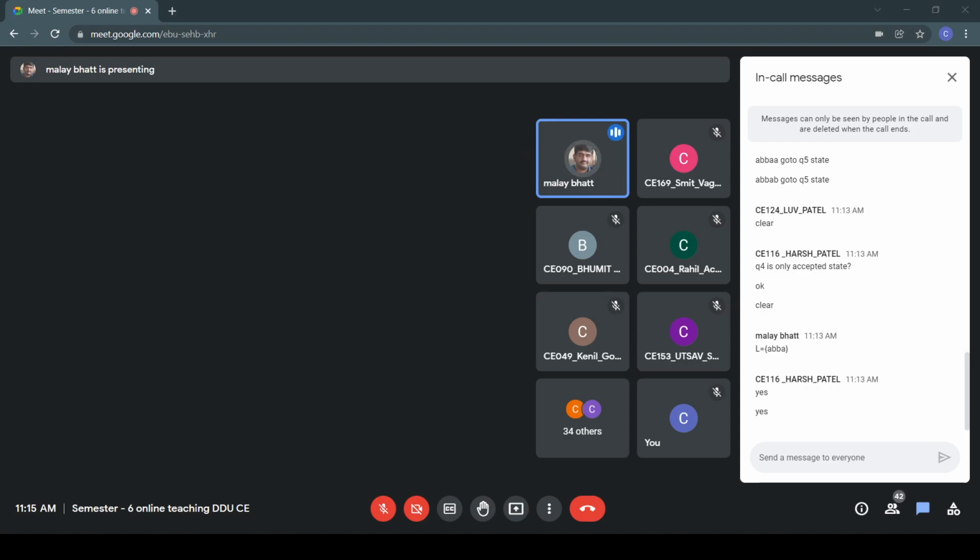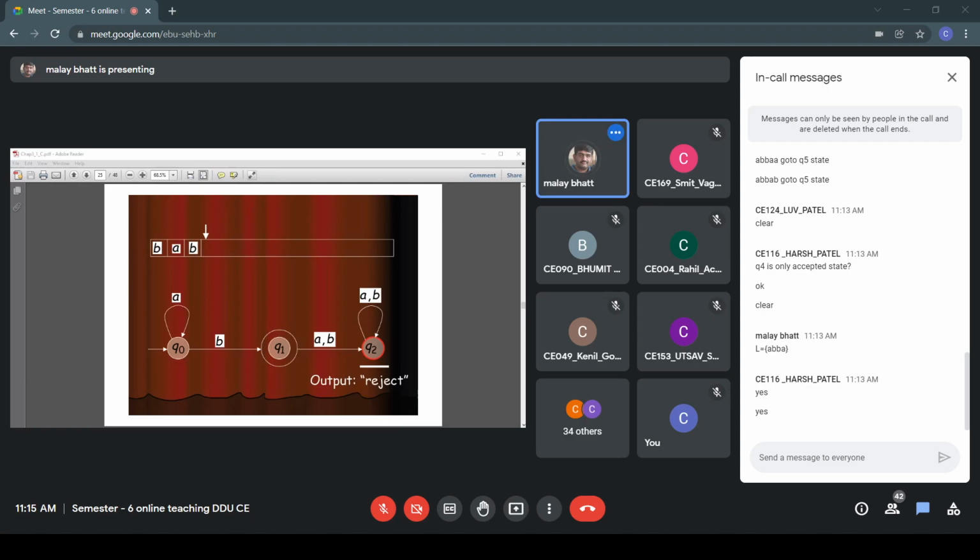While preparing these diagrams, we have to be very careful that any string which is not accepted by the language must not be accepted by the automata. Right? That is very important. Any string which is not in the language must not go to an accepting state. Otherwise it is an incorrect diagram. Clear? You cannot permit invalid strings in the finite automata.